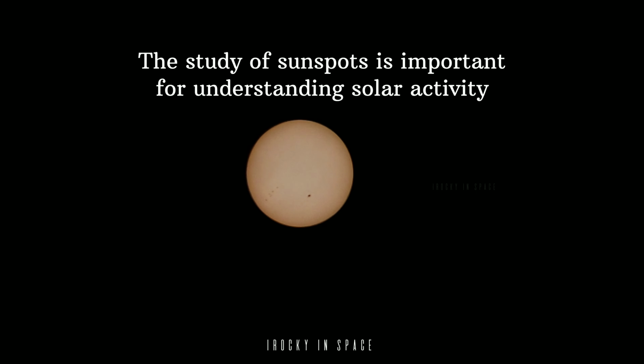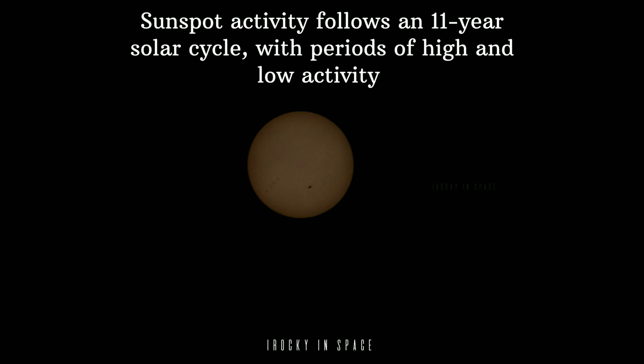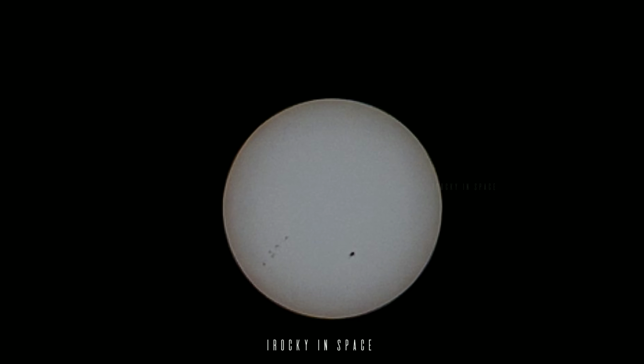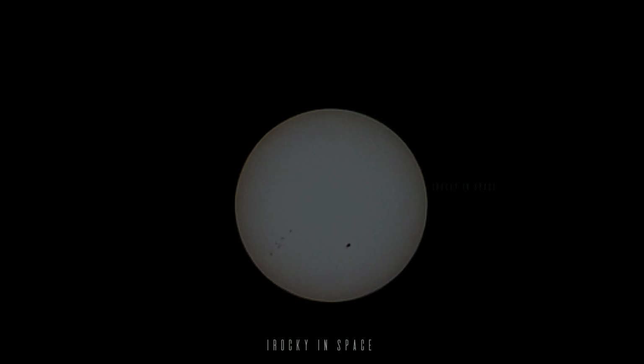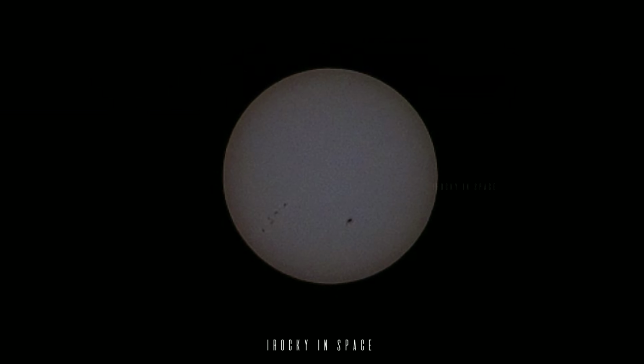The study of sunspots is important for understanding solar activity and its effects on space weather. Sunspot activity follows an 11-year solar cycle, with periods of high and low activity known as solar maximum and solar minimum, respectively. During periods of high activity, sunspots are more frequent and can be observed more frequently on the Sun's surface.